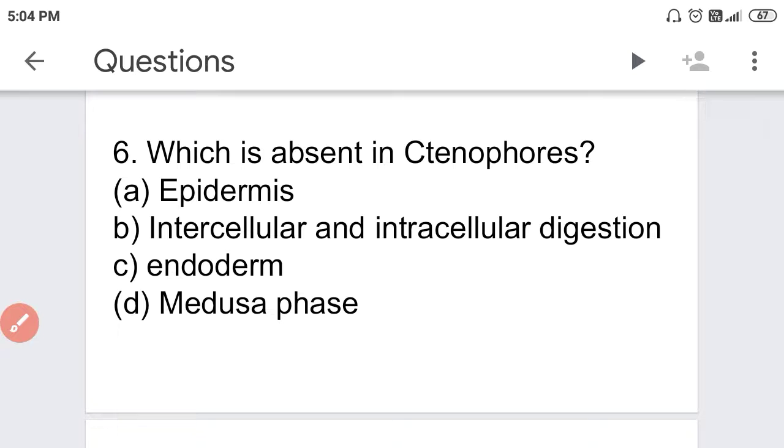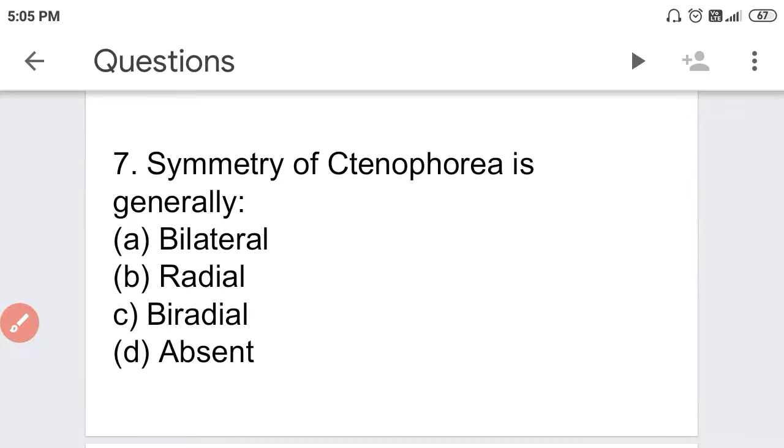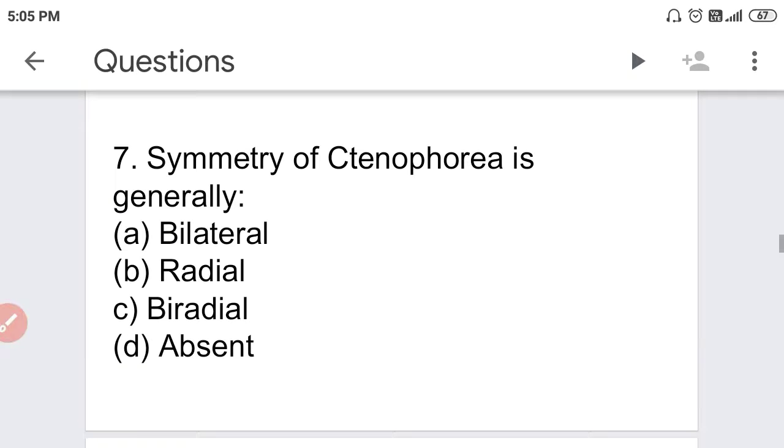Which is absent in Ctenophora? Option A, epidermis. Option B, intercellular and intracellular digestion. Option C, endoderm. Option D, medusa phase. So the right option is option D, medusa phase. Next question is: symmetry of Ctenophora is generally... So we all know the correct answer is option C, biradial symmetry.